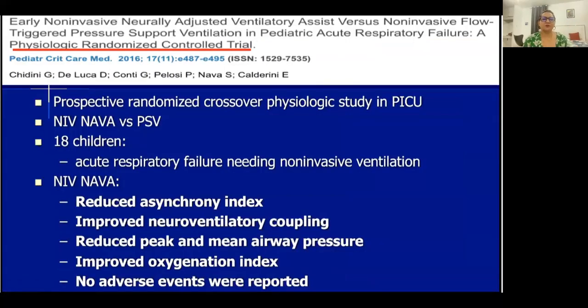Another study was a prospective randomized crossover physiological study in the PICU, where they compared NIV-NAVA versus PSV. It was a physiological study on 18 children who had acute respiratory failure needing non-invasive ventilation. They found that NIV-NAVA had a reduced asynchrony index, improved neuroventilatory coupling, reduced peak and mean airway pressure, and improved oxygenation index. There were no adverse events reported.